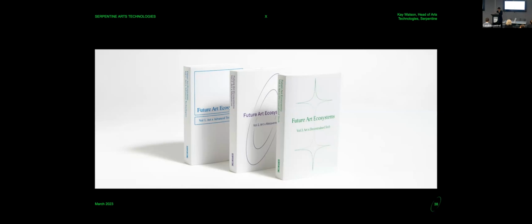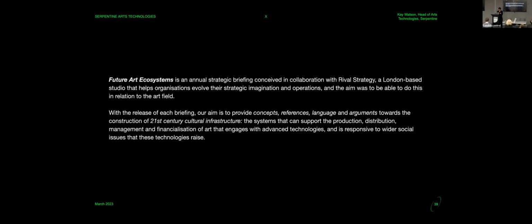So this is a very different side of the work that we do, and this is something called Future Art Ecosystems. This is an annual strategic briefing conceived with Rival Strategy, who work with organizations to do organizational change. And we wanted to do that in relation to the art field, in particular in relation to art and advanced technologies. So with each briefing, we provide concept, references, language, and arguments towards the construction of 21st century cultural infrastructure. This is what we define as the systems that support the production, distribution, management, and financialization of art that engages with advanced technologies and is responsive to the wider social issues that these technologies raise.